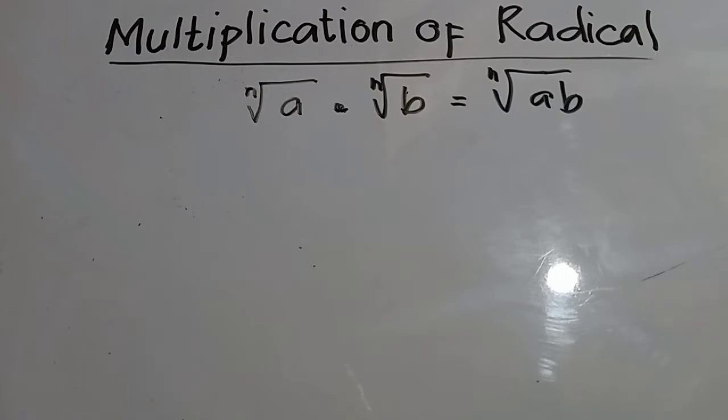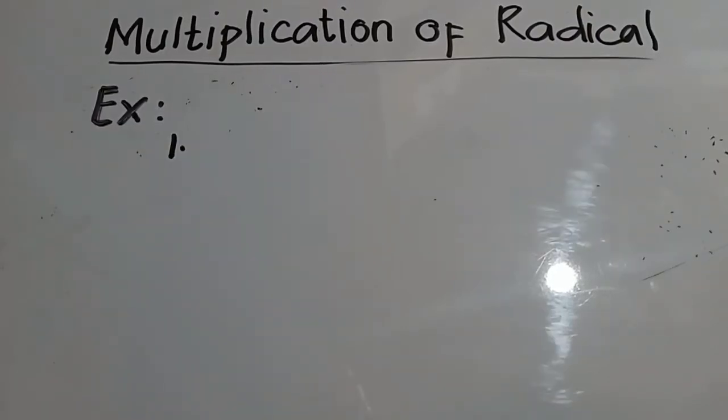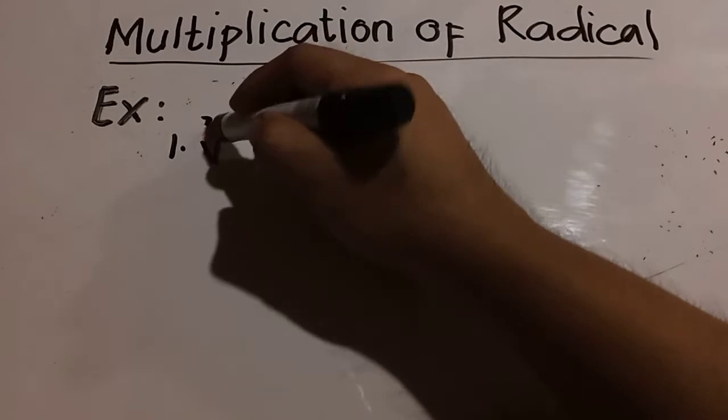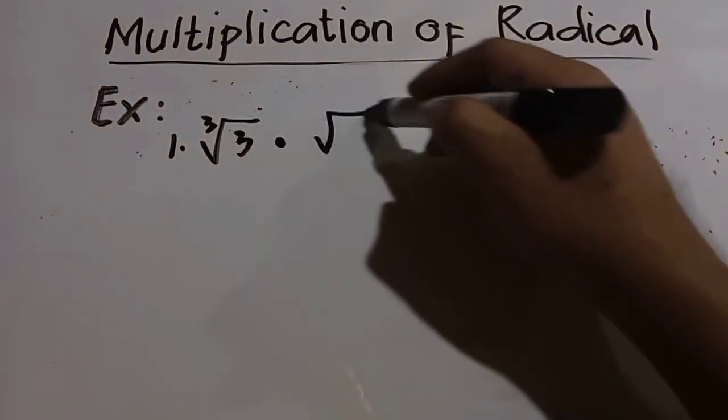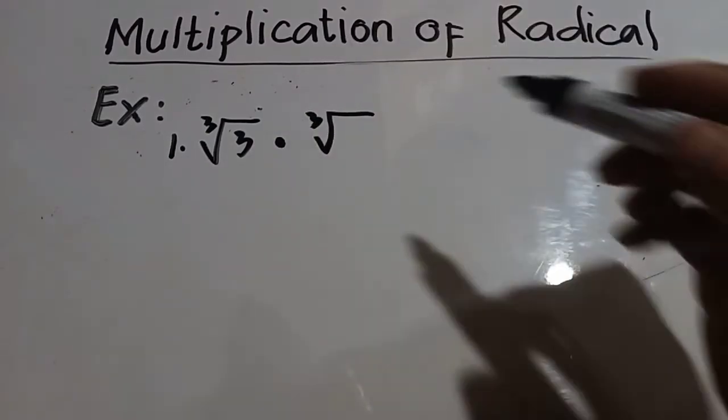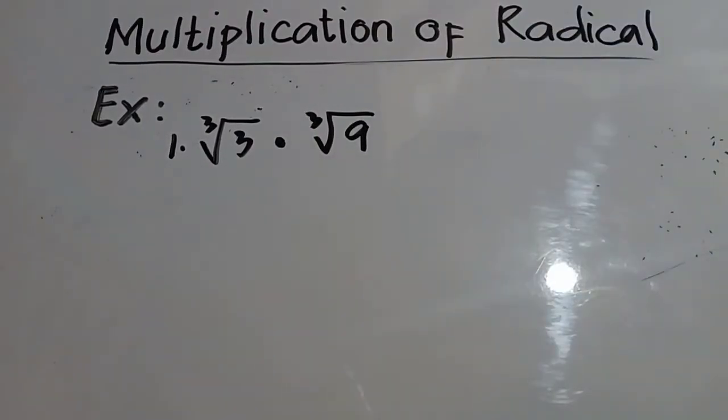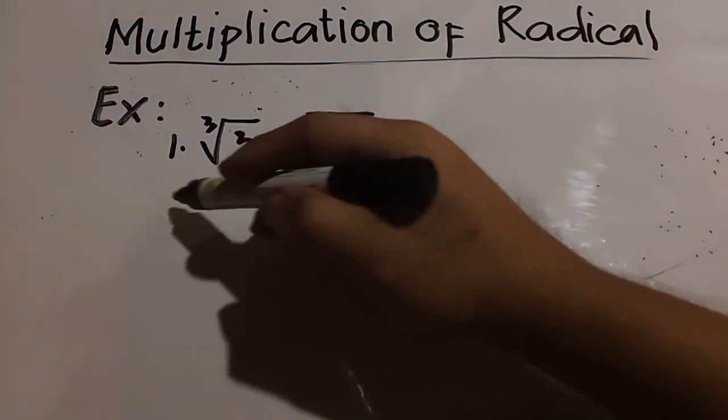Okay, magbigay ako ng halimbawa para mas maliwanagan kayo or maintindihan niyo kung paano ba isa-solve ang multiplication of radicals. Okay, example number one. We have the cube root of 3 times the cube root of 9. Okay, next. Is our index similar? Yes, they are the same. So, we're going to multiply directly.